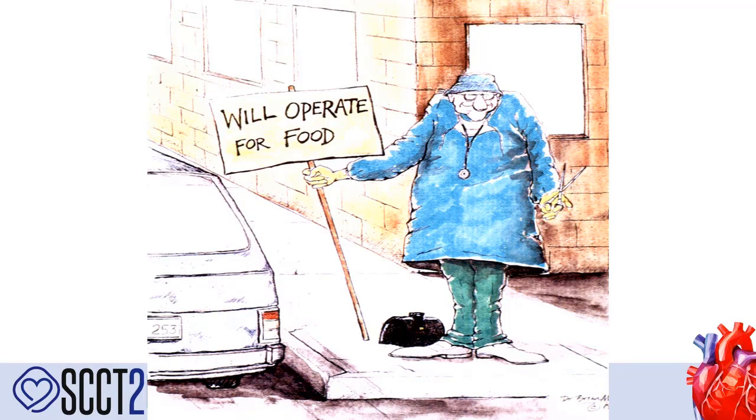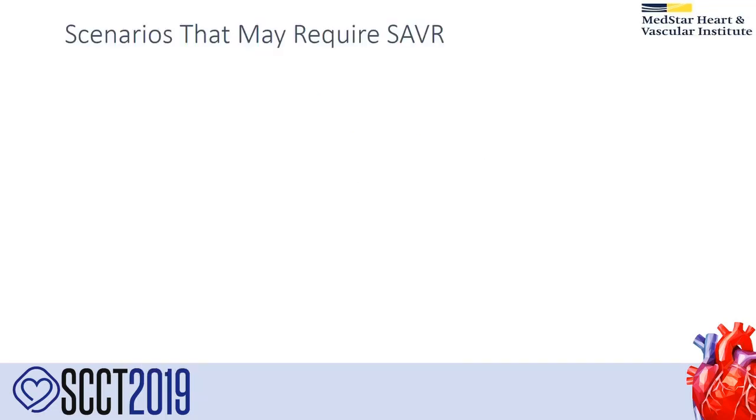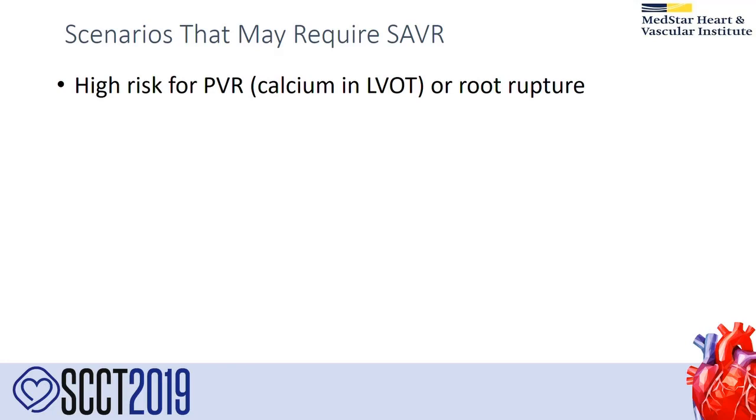I don't think that's going to be the case, because even though you're seeing here what's happening right now, the surgeons are just operating on low risk. So if the low risk are going to move to TAVR, he may be right. However, there are some scenarios that may require SAVR, and I think they would maintain this 20-25% SAVR. So some of them are patients at high risk of PVR that have calcium in the LVOT or potentially for root rupture. Those cases, I think, would be maintained with surgery.